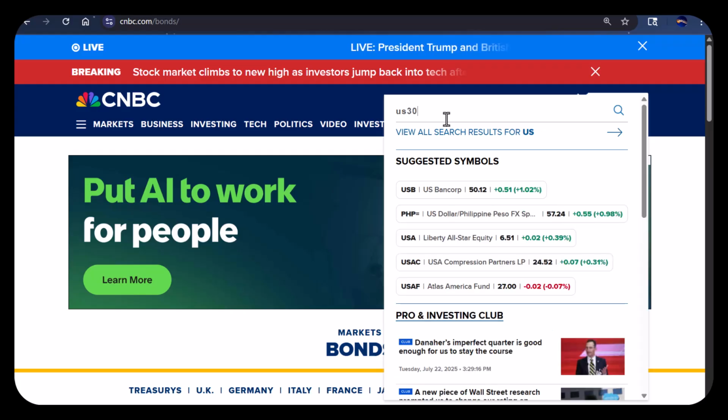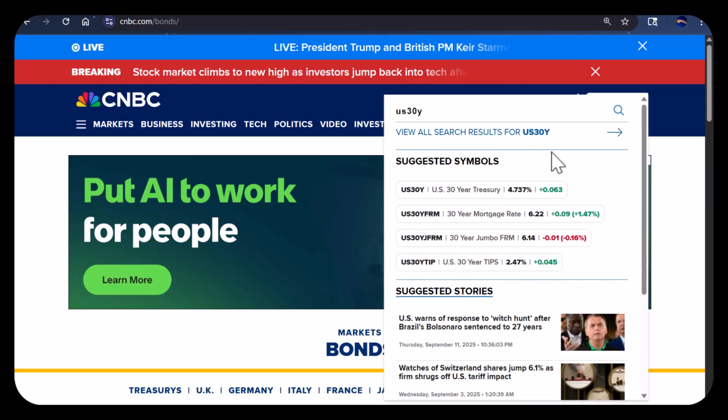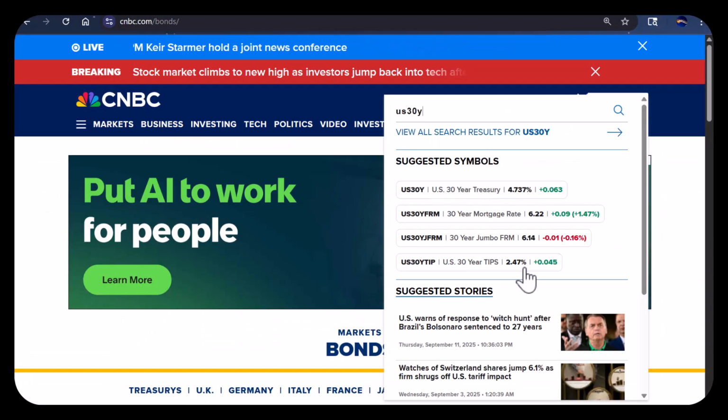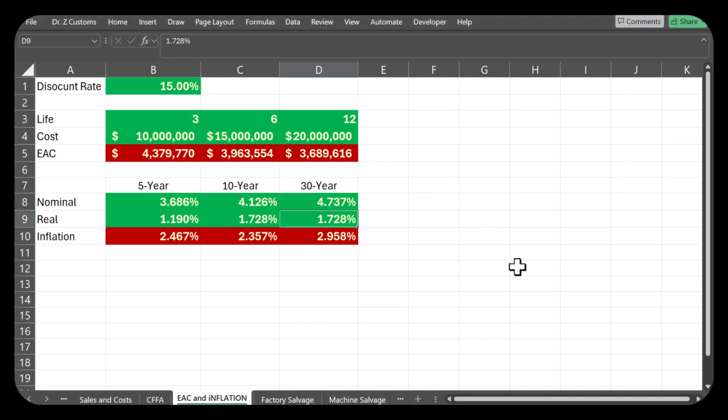4.737, 2.47. So that's kind of what the market is banking on. Let's stop here.